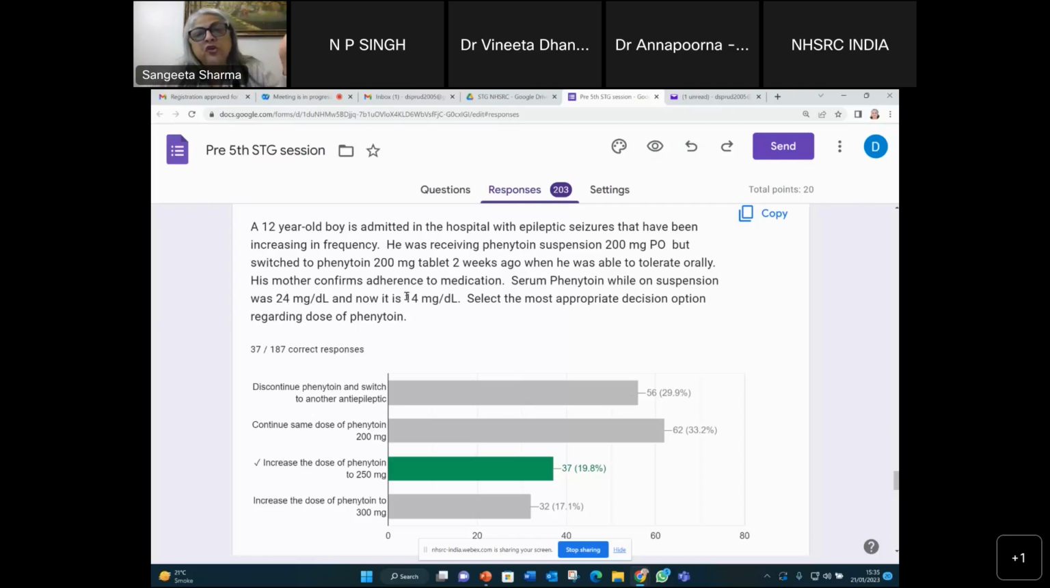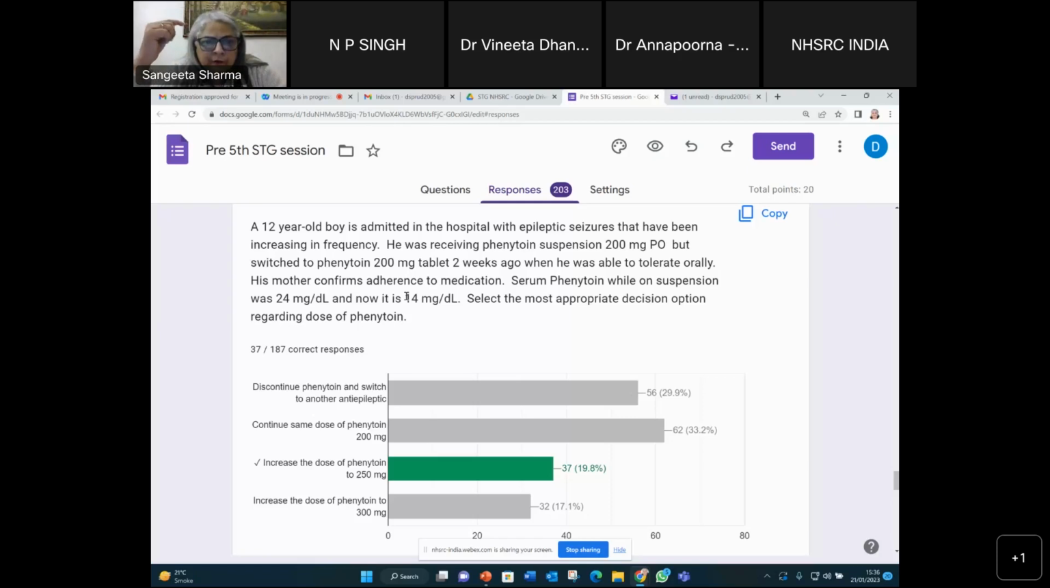So what should you be doing? And this thing happens very commonly. The patient is stabilized on one dosage form, but then if you change the dosage form, particularly with some drugs like phenytoin, lithium, digoxin, thyroxine, a change in the dosage form or even a change in the brand name will change the blood levels, and it can disturb the clinical response. Like you see in this case here, the child started having breakthrough seizures.